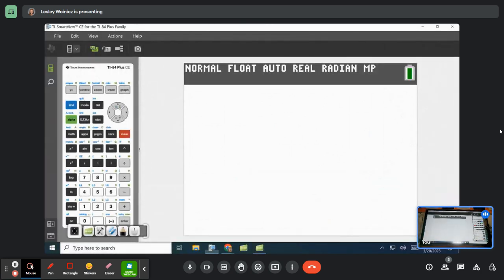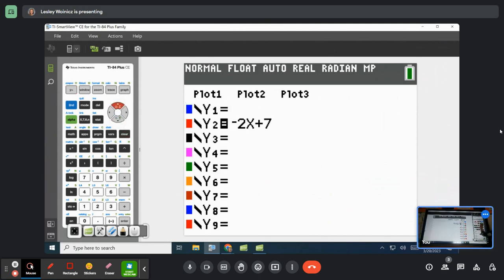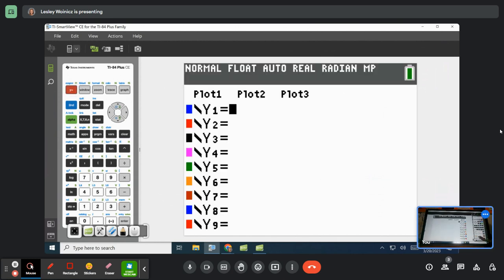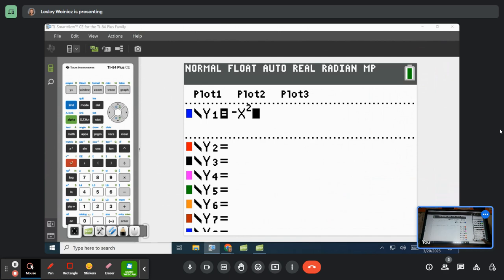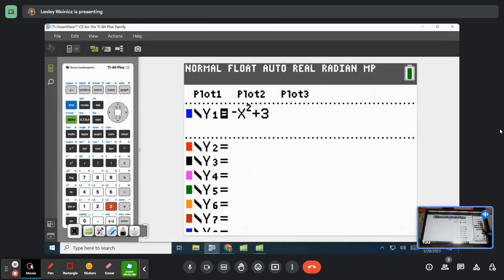All right, let's put the first one in the calculator. Okay, so go to y equals. Clear out anything in there. Oh, I forgot to clear my memory. Second plus 712. Okay. All right, go to y equals. Put in negative x squared plus 3x plus 1.